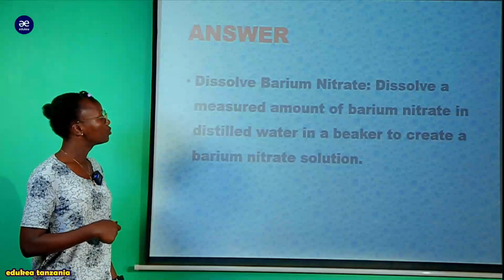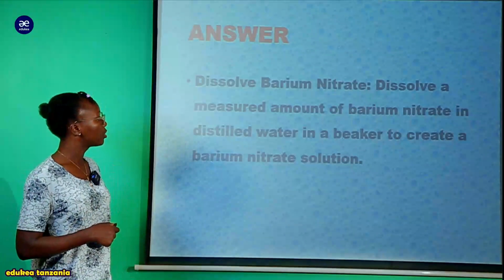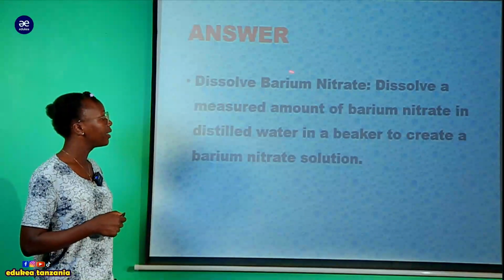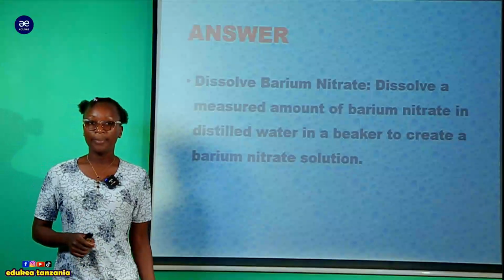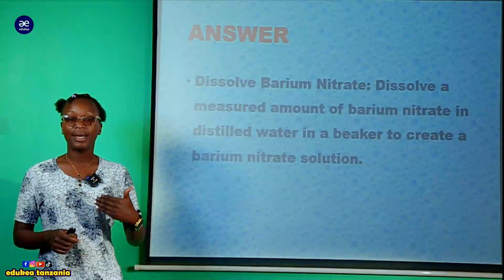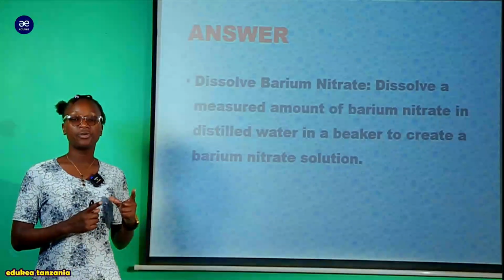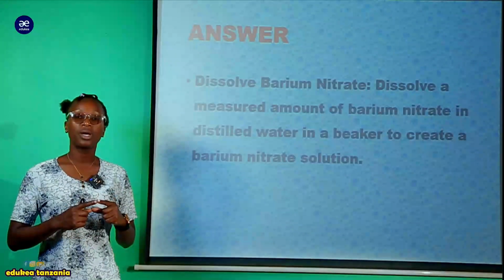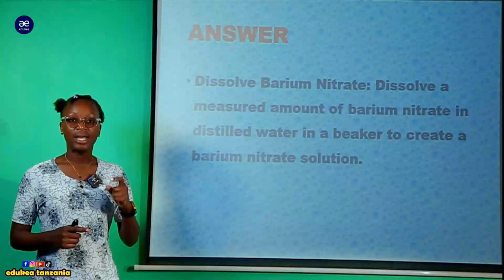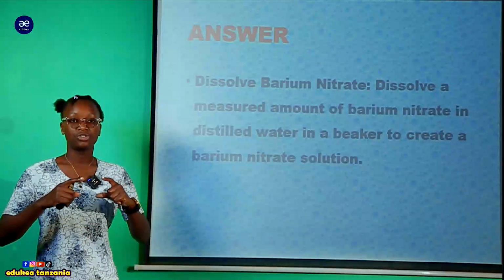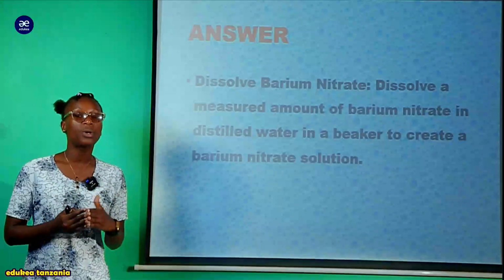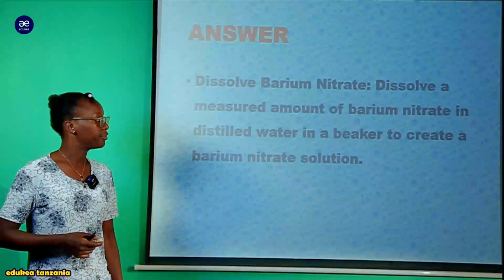Okay, now tuangalie step nyingine ambapo tunakuja kufanya dissolve the barium nitrate. Kumbuka ulipewa barium nitrate as the initial material. So what you are required to do, it was in form of solid. So you are required to convert it in the liquid. It should be in form of solution. So what you are going to do, you have to dissolve it.